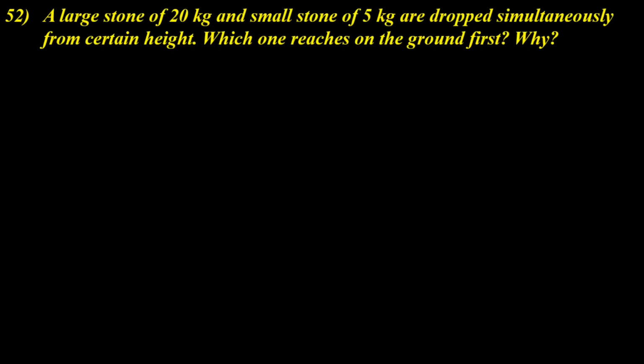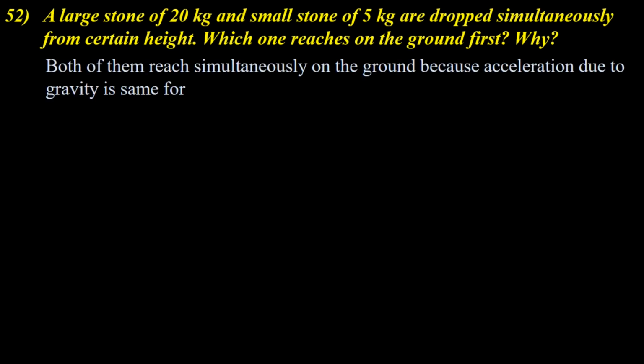A large stone of 20 kg and a small stone of 5 kg are dropped simultaneously from a certain height. Which one reaches the ground first? Why? What do you think? So the answer is like this. Both of them reach the ground simultaneously because acceleration due to gravity is the same for every object irrespective of their mass.